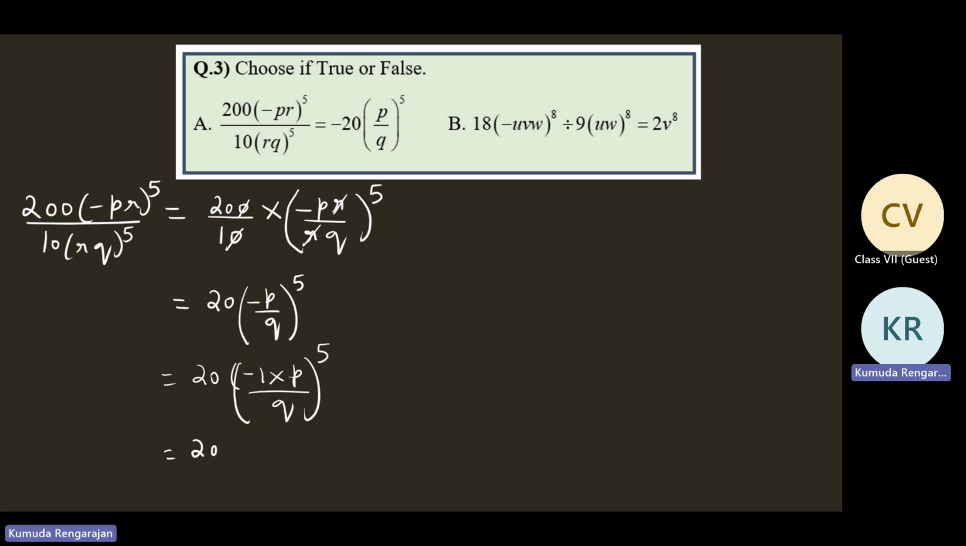What is minus 1 raised to the power 5? It's minus 1. So the value is minus 1, and you can take it out into p by q the whole power 5. And 20 into minus 1 is minus 20, p by q the whole power 5. So it's true.